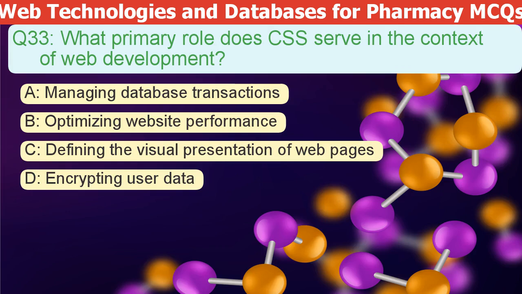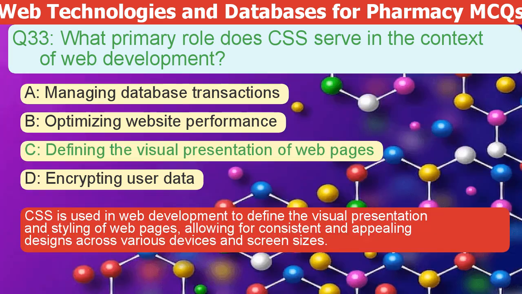What primary role does CSS serve in web development? A. Managing database transactions. B. Optimizing website performance. C. Defining the visual presentation of web pages. D. Encrypting user data. The correct answer is C. CSS is used in web development to define the visual presentation and styling of web pages, allowing for consistent and appealing designs across various devices and screen sizes.